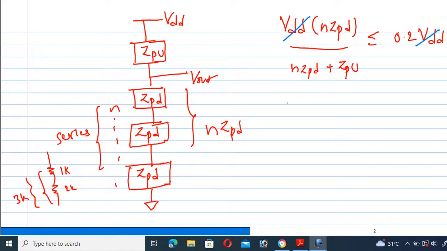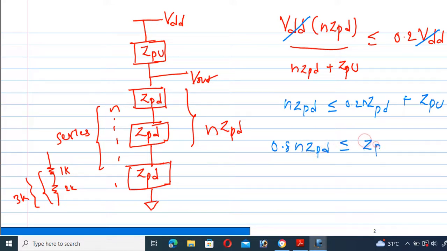What happens is that n times ZPD is less than or equal to 0.2 of n into ZPD plus ZPU. From this, 0.8 n into ZPD is less than or equal to 0.2 of ZPU. So from this we get 4 n into ZPD is less than or equal to ZPU.